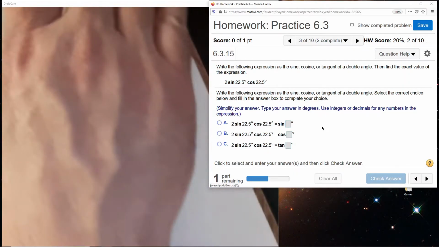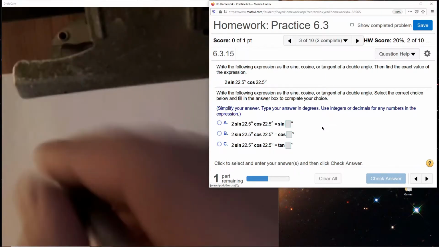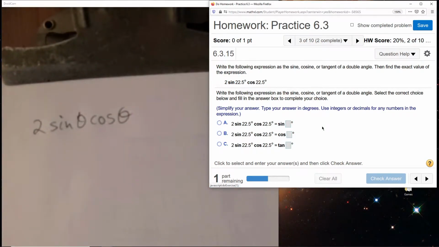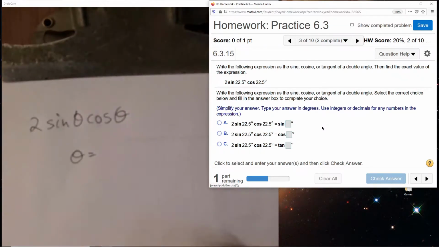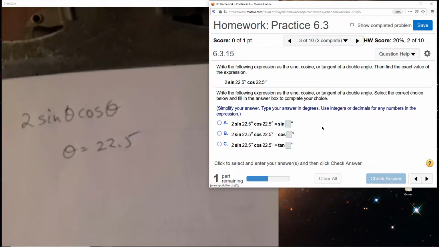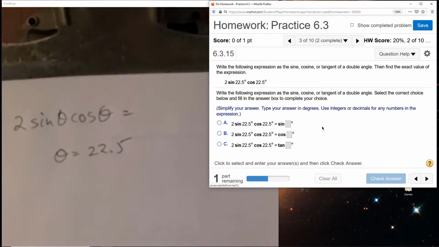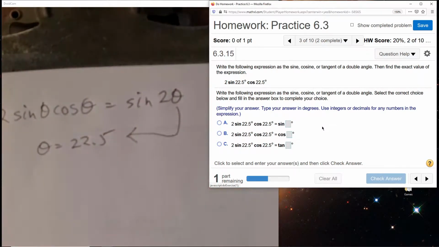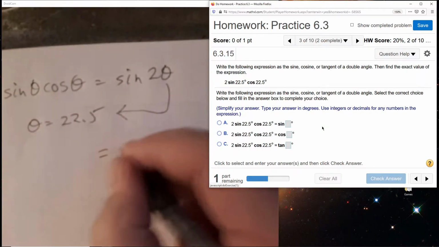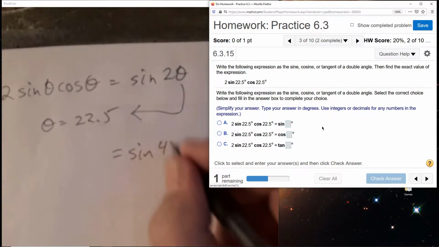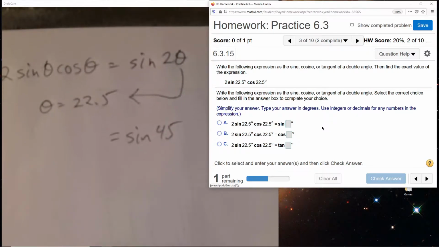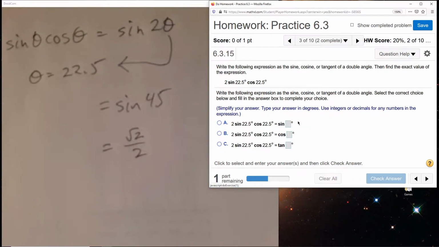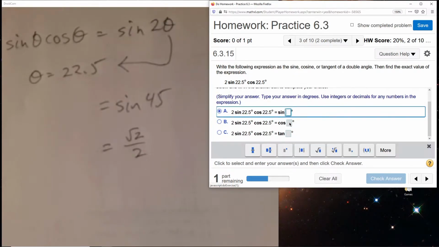All right, so they want us to find the exact values here. And notice what they're giving us. They're giving us this expression. This is what they're giving us, where we identify theta here then as 22.5. Now this is a double angle identity for sine 2 theta. And we just identified what theta is. So this must equal twice that, which is 45. And sine of 45. And we're choosing this one.